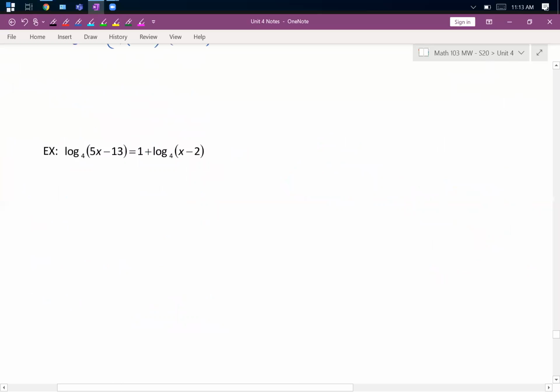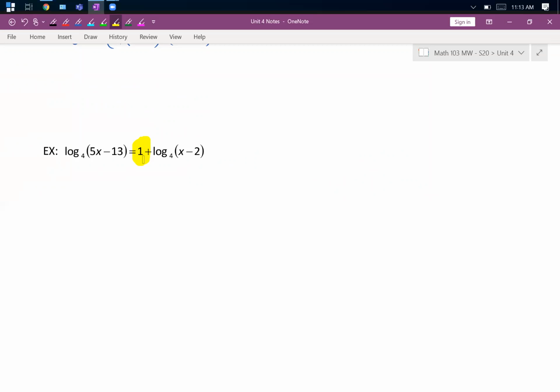Here we have log base 4 of 5x minus 13 equals 1 plus log base 4 of x minus 2. Are we going to be able to use the one-to-one property on this one? No, because there's a separate one. That's right, because we have a term right here that doesn't contain a log that rules out our ability to use the one-to-one property. So that means we're going to have to rewrite it in exponential form.